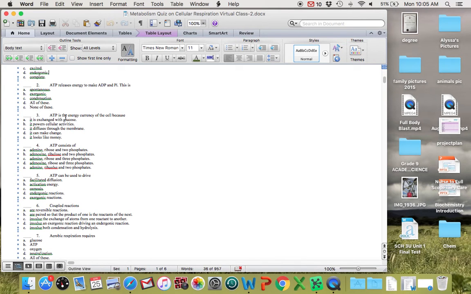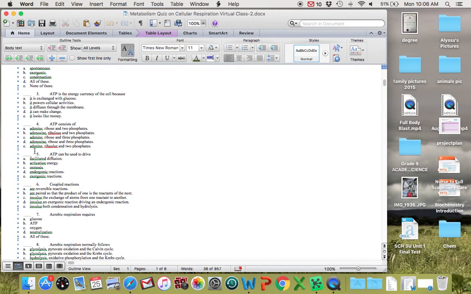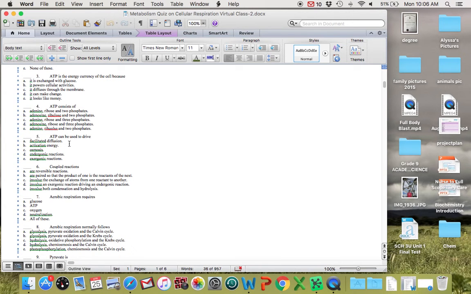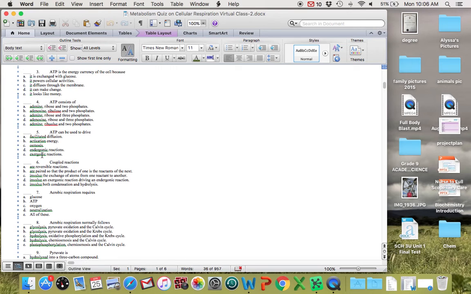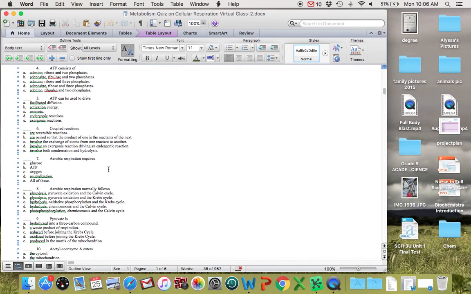ATP is the currency of the cell because it powers cellular activities. So 3 is B. What does ATP consist of? An adenosine, a ribose, and 3 phosphates. So number 4 is D. Number 5, ATP is used to drive endergonic reactions. So 5 is D. 6 is also D. Coupled reactions involve exergonic reactions driving an endergonic reaction. So that will come up a little bit later.